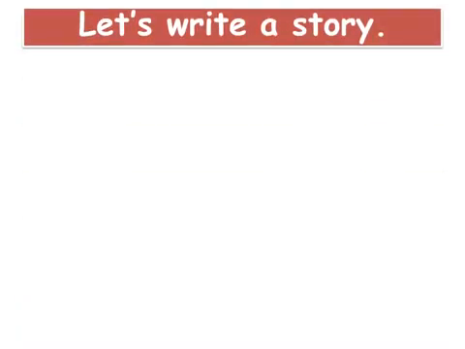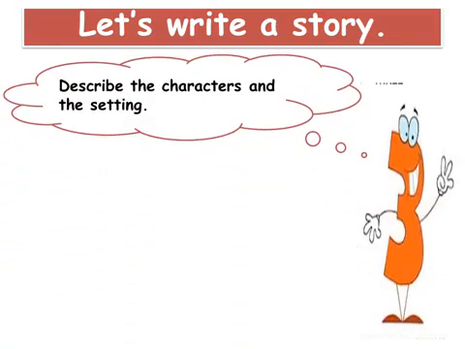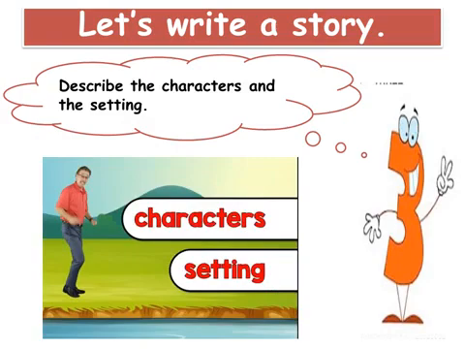Okay? Now, look at your copybook. You should have a title and the first sentence, the beginning of our story, which is one day a man went to, and so on. This is the first and the second step. Now it's the time for the third step, and it is to describe. We should describe the characters and the setting. Okay, let's do it.